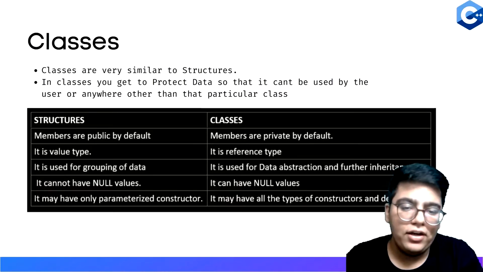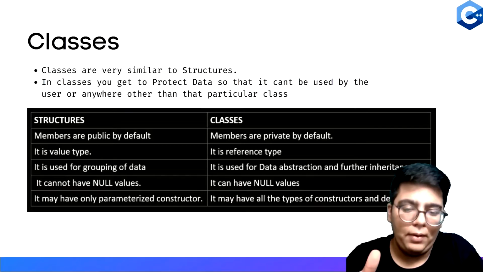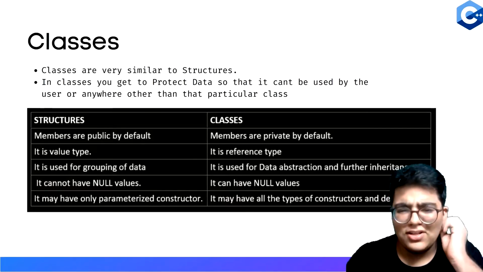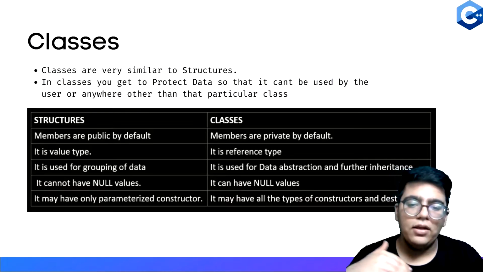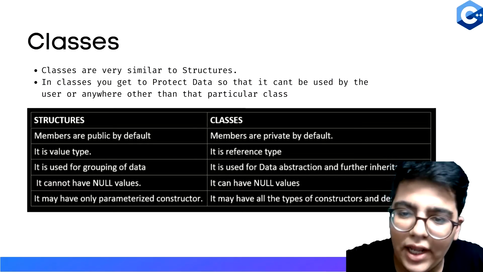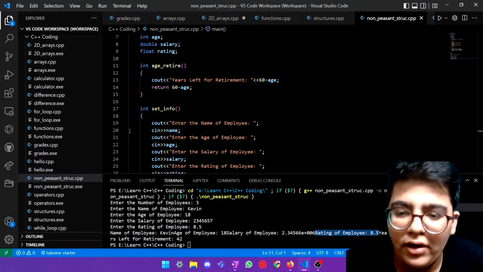Obviously you can change private to public and even protected in certain cases. Protected is not something we'll be looking into right now. We'll be just looking into private and public. So let's go to VS Code and have a look at that.